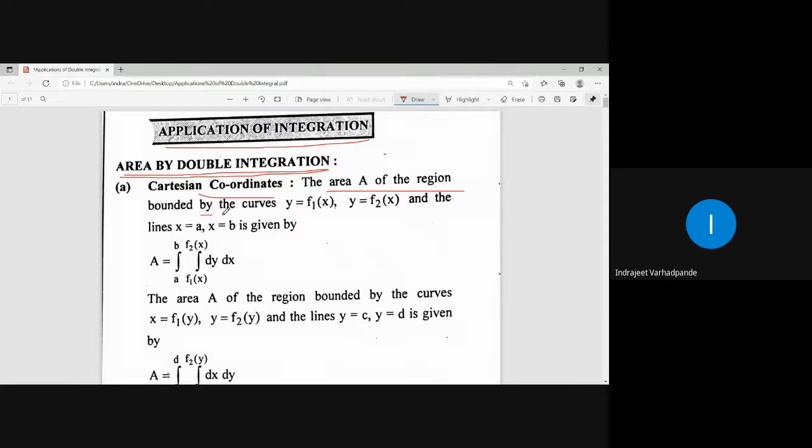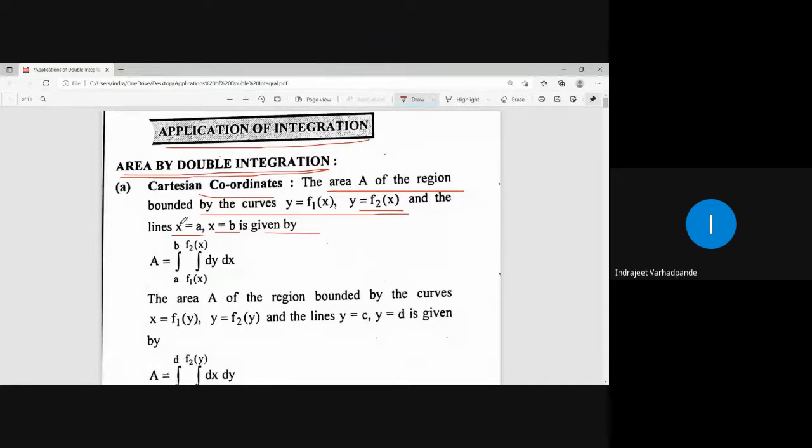In the Cartesian coordinate system, for calculating the area by double integration, the area A of the region bounded by the curves y is equal to f1 of x and y is equal to f2 of x, and the lines x is equal to a, x is equal to b, is given by, so y is expressed in terms of x and limits of x are constant.